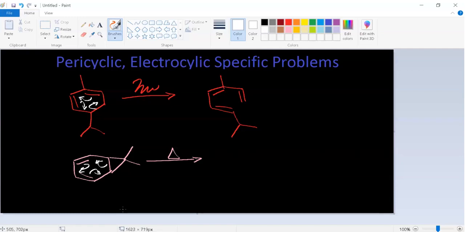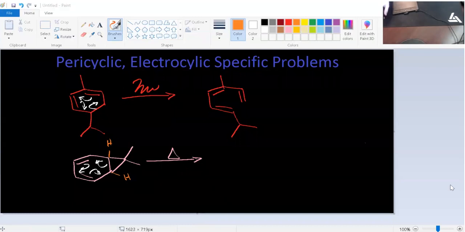Now I need to determine what is the end of that pi system. And in this case, that is this H and this H. And that is simply because that is the end of where the pi bond comes from. So those 2 H's are going to be our ends. So when we use our hands to try to figure out what's going on, those H's are going to be doing the same thing.